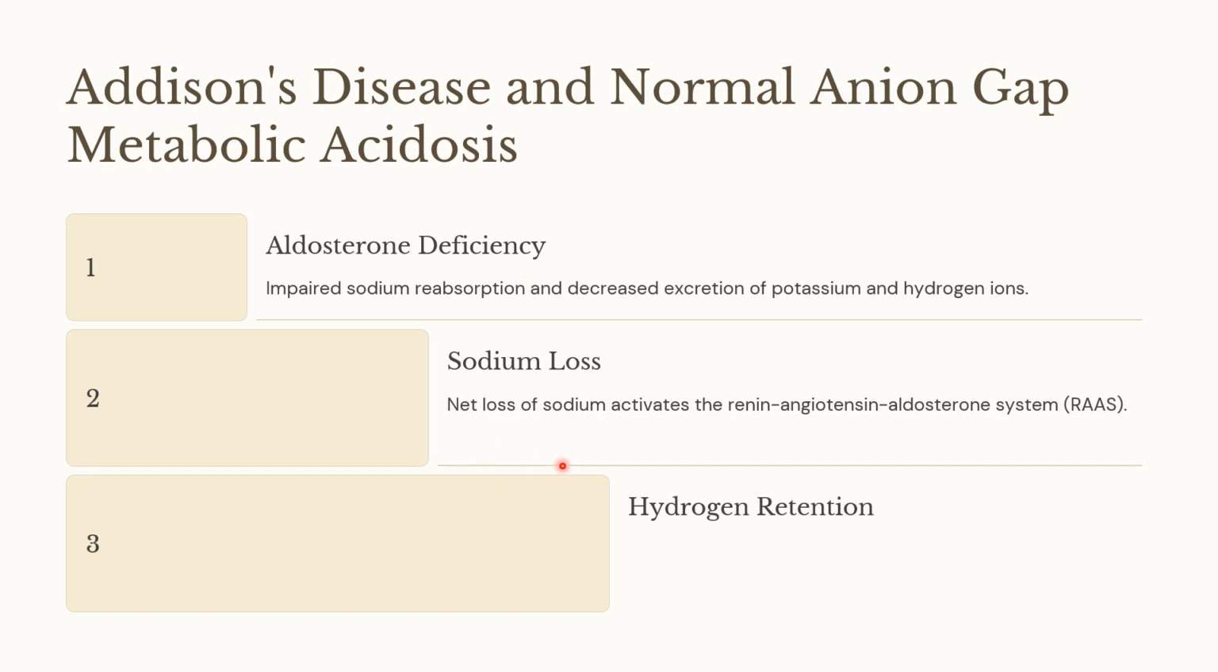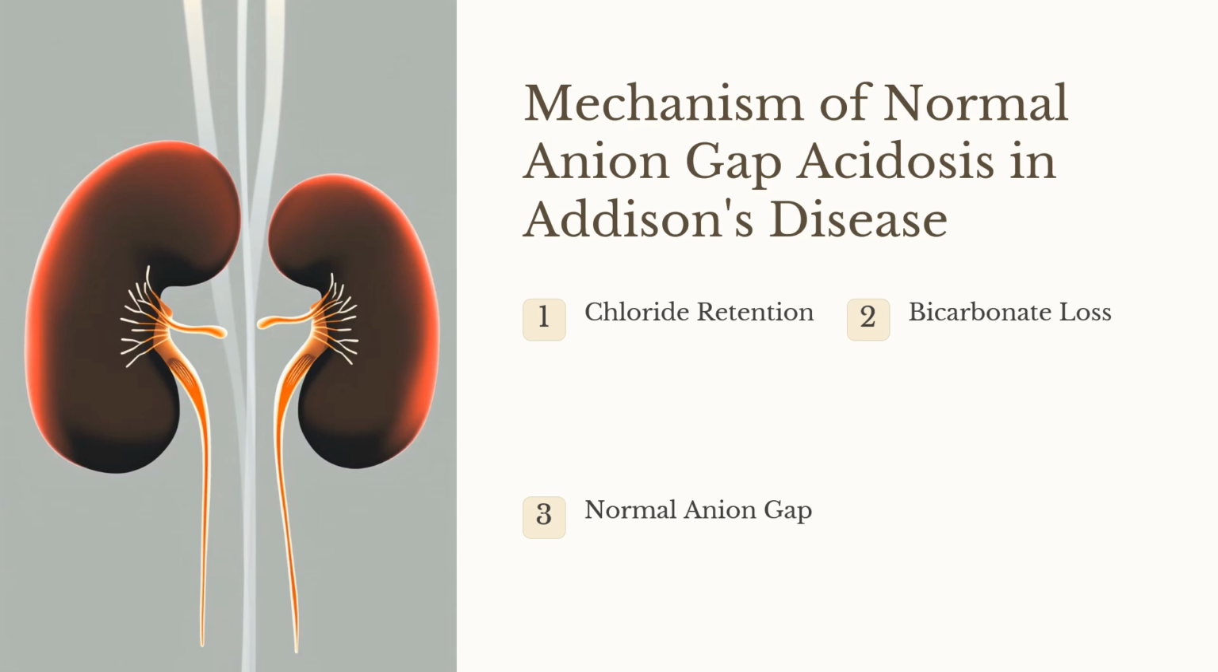There is a net loss of sodium. The sodium is not absorbed in Addison's because of aldosterone deficiency. The net loss of sodium will activate the renin-angiotensin-aldosterone system. And in aldosterone deficiency, which happens in Addison's disease, we know that there is impaired hydrogen ion excretion, which leads to metabolic acidosis. In addition, in Addison's disease, the kidney will retain the hydrogen ions and excrete the bicarbonate to maintain the balance. This is what we should know.